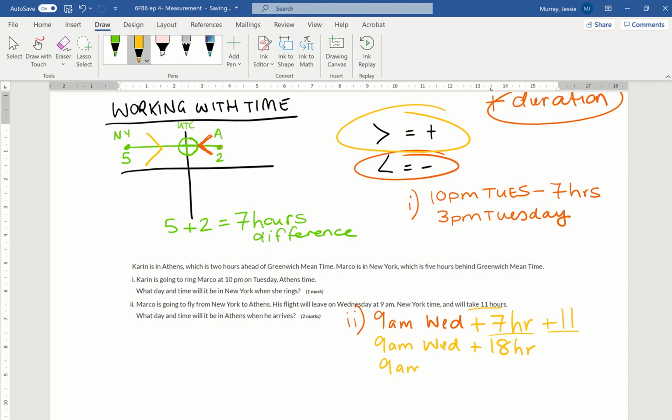Now, I would usually do this next part in my head, but I'm going to write it. Think 18 is the same as plus 12 plus 6. If I plus 12 hours from 9 a.m., that's going to give me 9 p.m. still on Wednesday, but then I still need a plus 6. Now I just picture a clock in my head. If I have 9 p.m., I need to add 6 hours. That gives me 3 a.m. Now I'll be Thursday. And there's my answer.